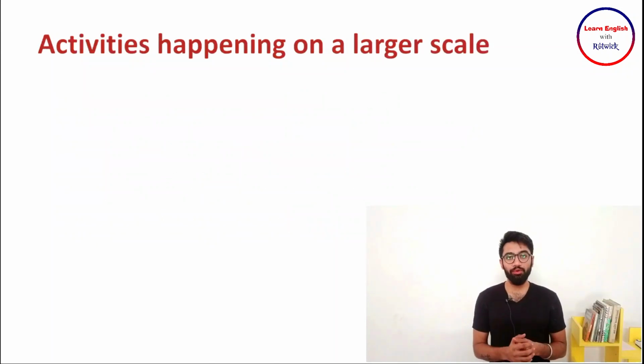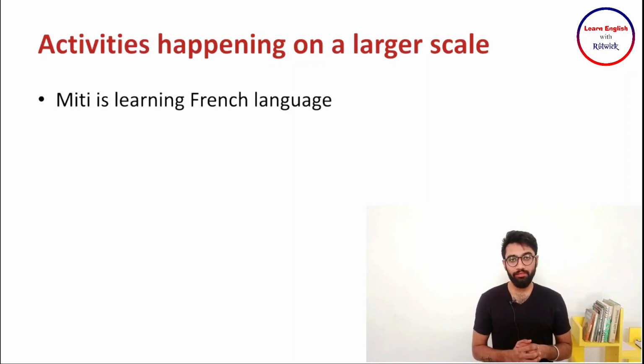The next, we may use this tense to talk about the activities which are happening on a larger scale. So any activity which started in the past, which is still in progress and which will continue in future. For example, Miti is learning French language. So she started learning in the past, she is still learning today, and perhaps she will continue in future.